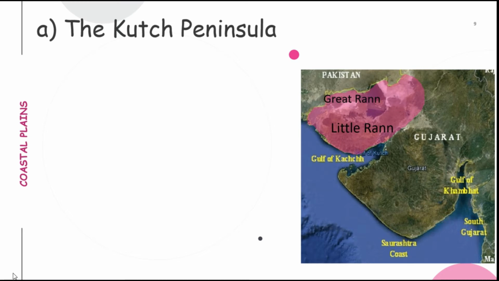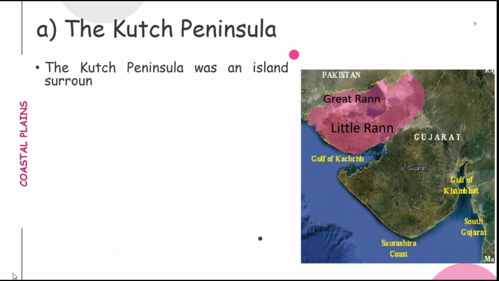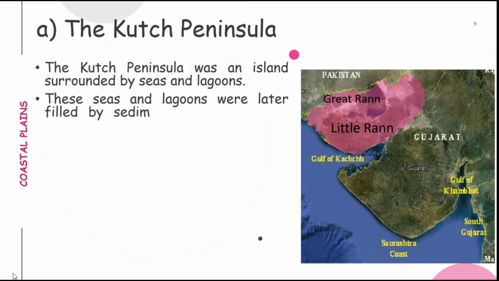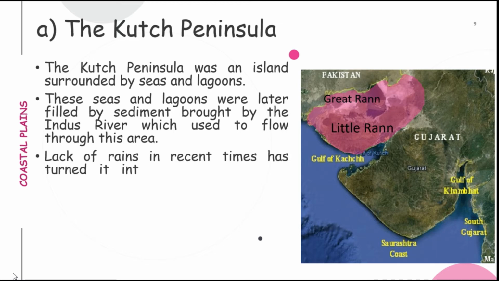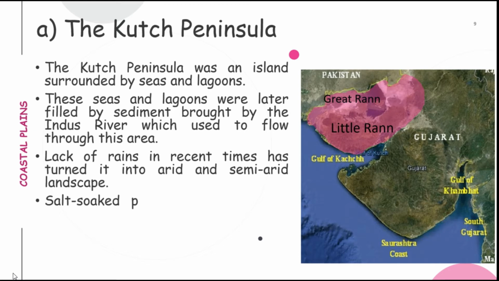So first one is the Kach Peninsula. Here we can see the Kach Peninsula in the pink color. The Kach Peninsula was an island surrounded by seas and lagoons. These seas and lagoons were later filled by sediment brought by the Indus River, which used to flow through this area. Lack of rains in recent times has turned it into arid and semi-arid landscape.